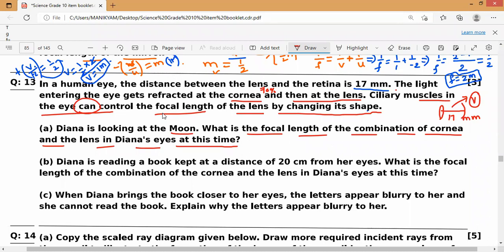Sir, u is infinity. Object is at infinity. 17 mm, sir. Very good. What is the answer? Everybody, the answer is 17 mm. Only mm. Who else said? Who said first? Mukesh, I think. Is it? Sir. Who said the answer?